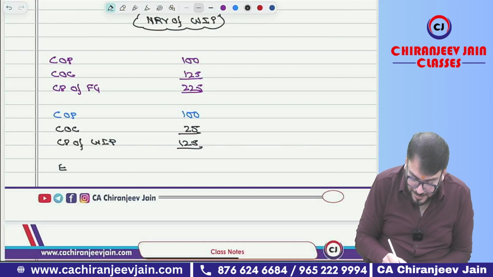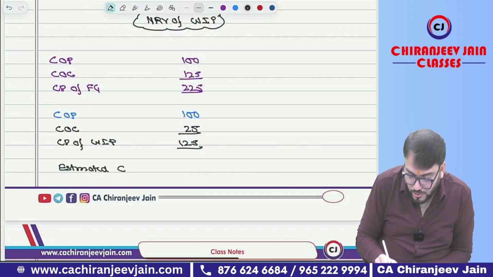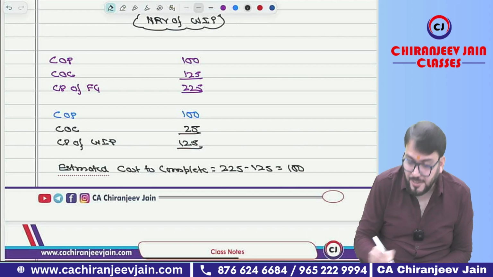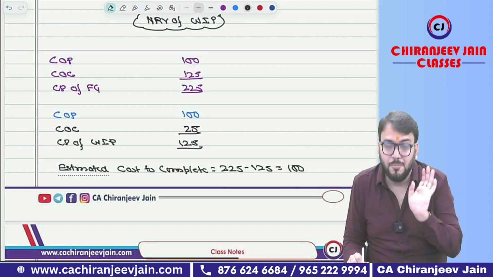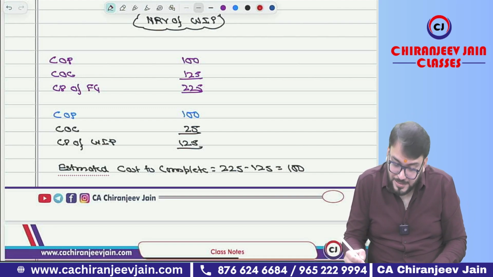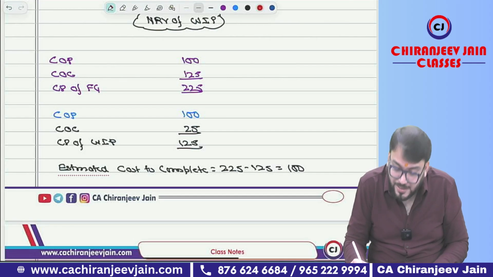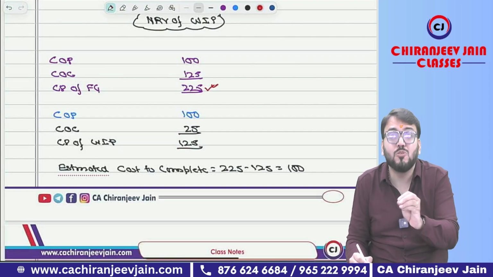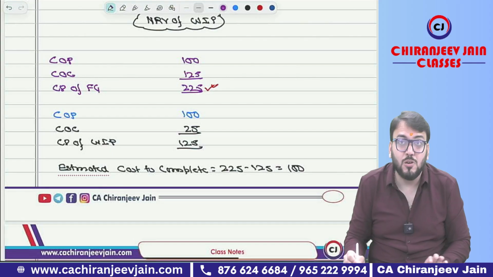So can you say estimated cost to complete will be 225 minus 125, that is 100. This is the estimated cost to complete. Okay, are you able to understand? And can you say if you incur 100 rupees in future, you will be able to produce what? Finished goods which can be sold in the market.